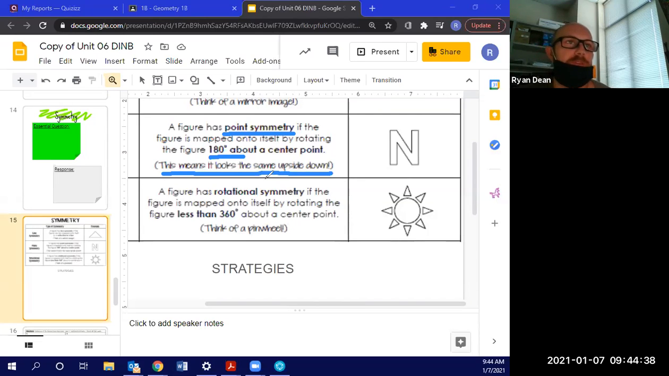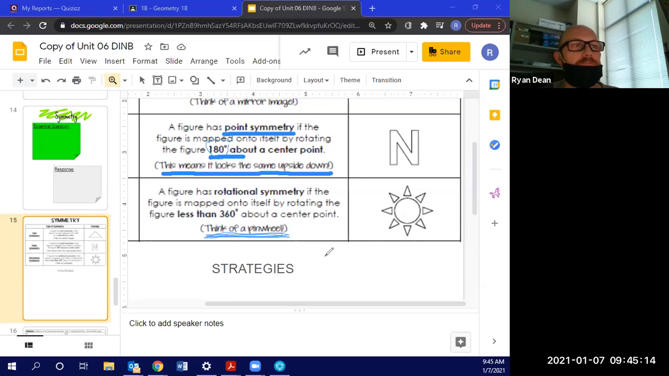With rotational symmetry, you're thinking of something like a pinwheel. You could also think of a carousel. So when you spin the shape, when you turn the shape, at some point of turning it, you're going to get the exact same shape again. So this one doesn't have to be 180 degrees like up here. You don't have to flip it upside down and get the exact same thing.